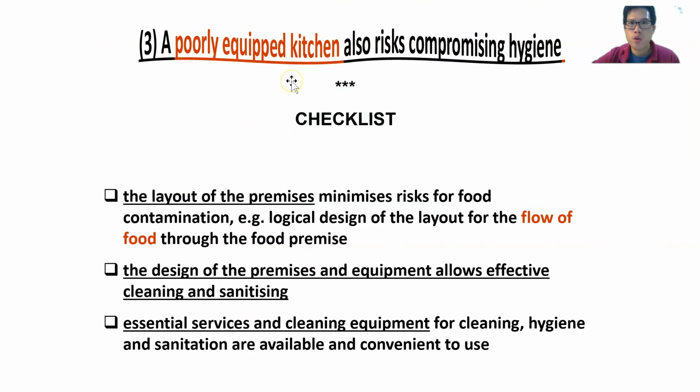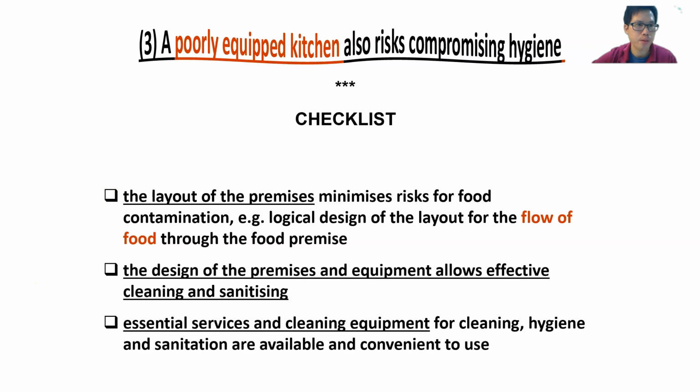A poorly equipped kitchen also risks compromised hygiene. That's why there is a kitchen specialist, what they call an interior designer for a kitchen, to make sure that the layout is proper. There's a flow: receiving is receiving, after receiving you go to production, then after that you go to serving and so forth. Not the other way around, not bringing the cooked food through a storage area and so forth. In that case, it can compromise and cause cross-contamination.